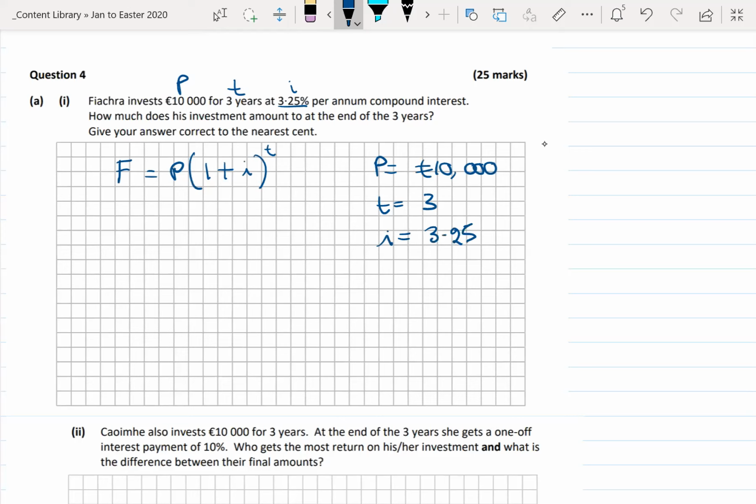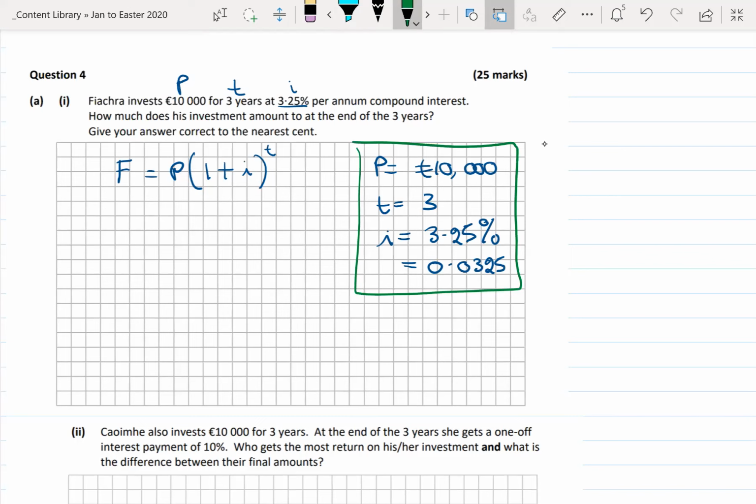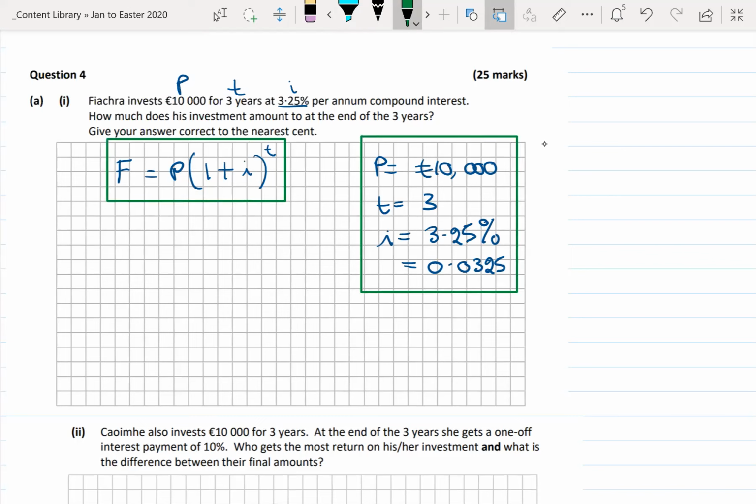Okay, but we want that actually in decimal, not percent. So we want this in decimal. So it's 0.0325. Okay, let's take all of this information and put it into the formula. So we want to take this and put it into this. And then we'll use our calculators to calculate it for us. Okay, so F is equal to P is 10,000.